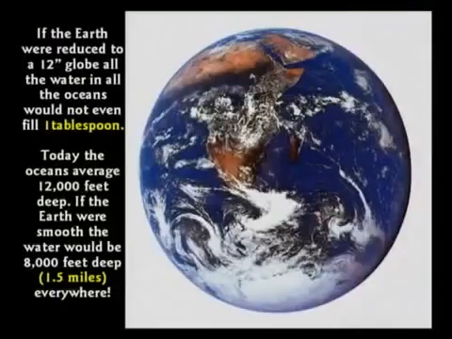Okay. If the earth were reduced to a 12-inch globe like this one, all the waters in the oceans would not even fill 1 tablespoon. Today, the oceans average 12,000 feet deep. If the earth were smooth, water would be 8,000 feet deep, 1.5 miles everywhere. The average height of the land, and here we are, 60 feet above sea level, right where I think my house is in Pensacola. If you took all of the mountains, Himalaya, Rocky mountains, all of them, and averaged out all the land above sea level, it'd be 2,600 feet.